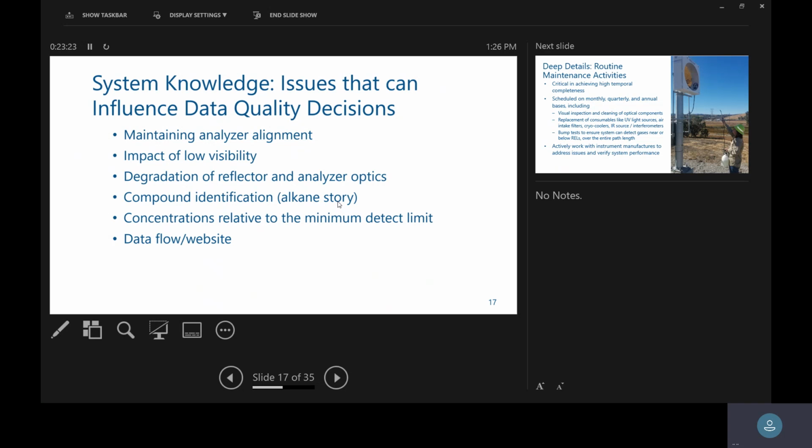Low visibility, was it a foggy day or a dust storm, or in California the last few years there have been a lot of wildfires, right? So that can drift in the area and cause visibility issues. Reflector and optics issues, and then how the concentrations are relative to the reflection of it.